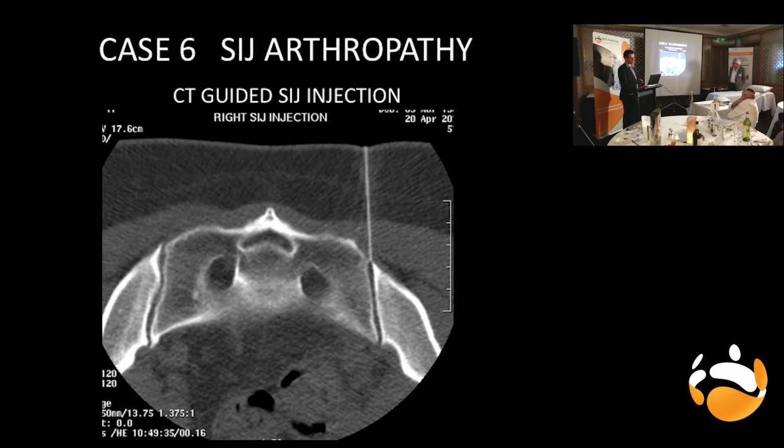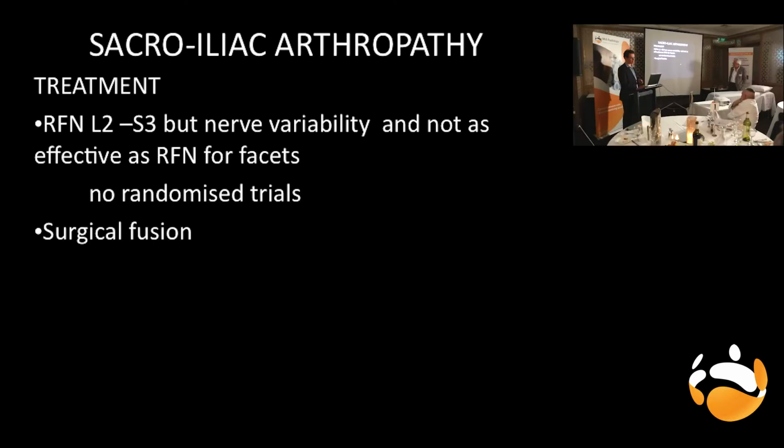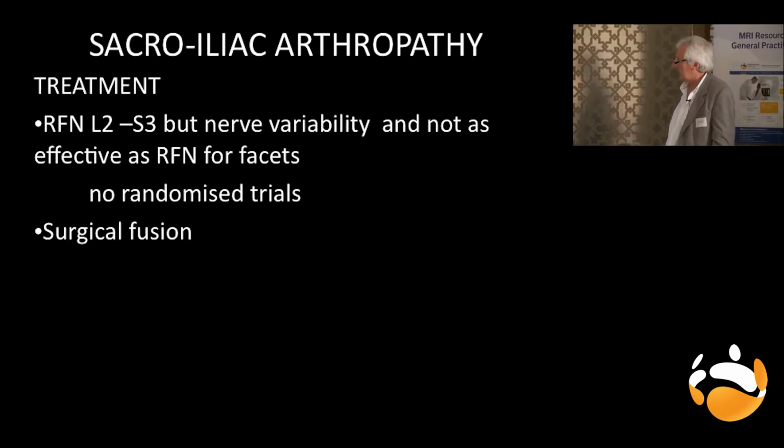So similar to a facet joint injection here, I'm putting the needle down into the sacroiliac joint and then injecting usually a larger volume into the sacroiliac joint under CT guidance. Radiofrequency is not as effective with sacroiliac joints as compared with facet joints because you have to get not only the posterior primary rami but also the anterior primary rami, and also there aren't really any effective trials. The surgical fusion is rare these days.